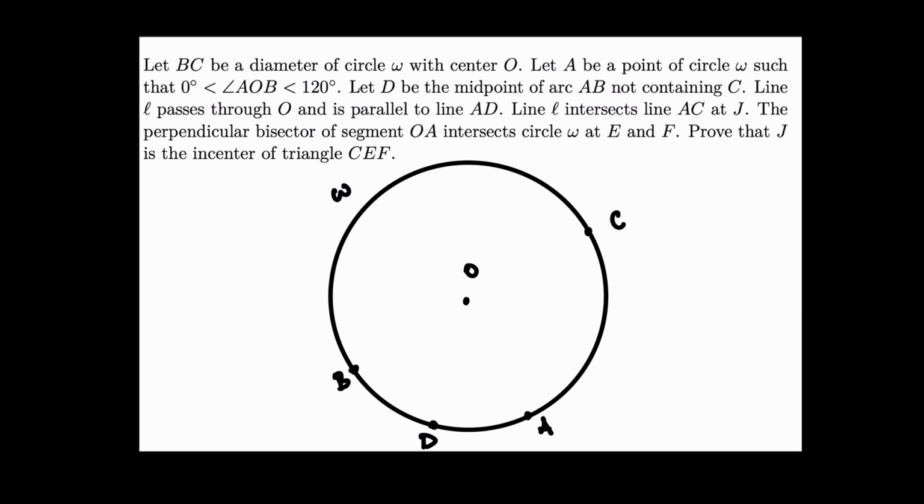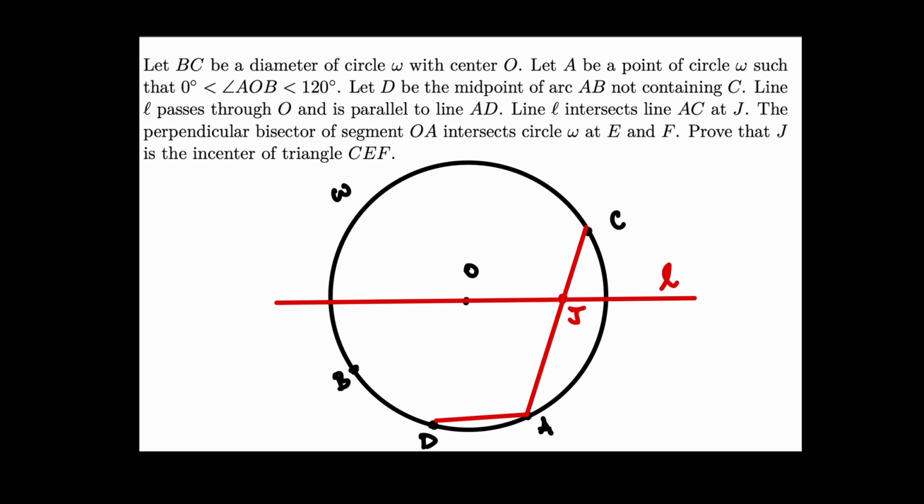Let L be a line passing through O, parallel to AD. So let's first draw AD. Okay, this is roughly AD, I guess. But it's a rough drawing anyway. So let's draw a line L passing through O, and it should be parallel to AD. It roughly looks parallel. Let L intersect AC at J. So you join A and C, and let's say they intersect at J.